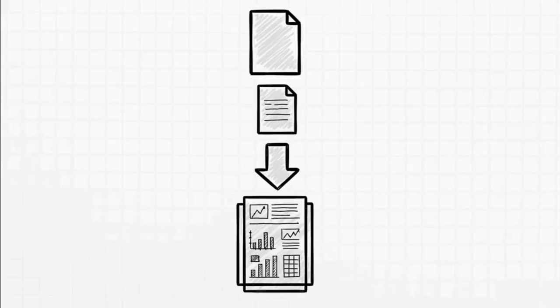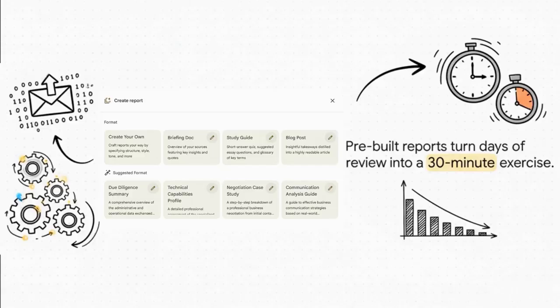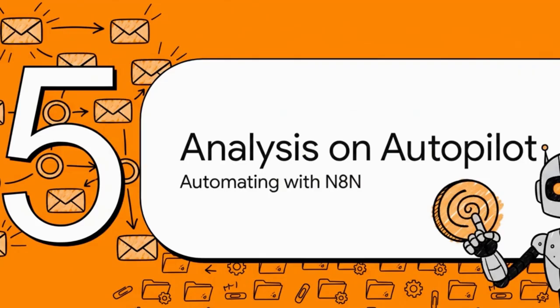That's where a feature called Studio Reports comes into play. This lets you do a much more comprehensive, tailored analysis for specific business needs. For example, you could run what's called a due diligence summary. This pre-built report generates this incredibly detailed analysis with multiple tables and extracted conversations. A task that would normally take days of someone manually reviewing everything can now be done in about half an hour. That's a true game changer for productivity.